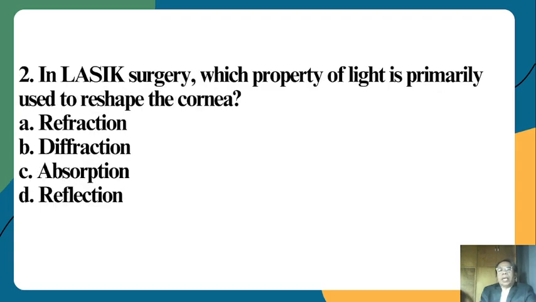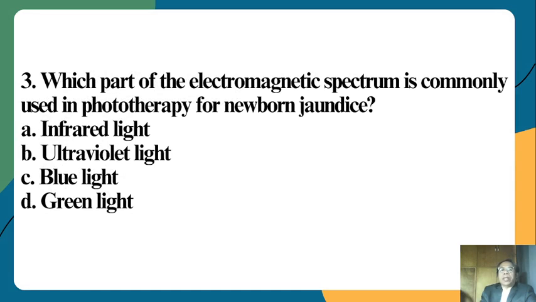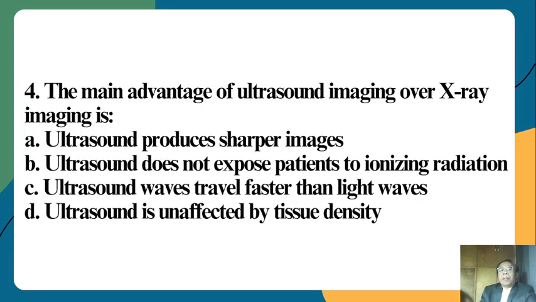Number 2. In LASIK surgery, which property of light is primarily used to reshape the cornea? Letter A. Refraction. Letter B. Diffraction. Letter C. Absorption. Letter D. Reflection. Number 3. Which part of the electromagnetic spectrum is commonly used in phototherapy for newborn jaundice? Letter A. Infrared light. Letter B. Ultraviolet light. Letter C. Blue light. Letter D. Green light.